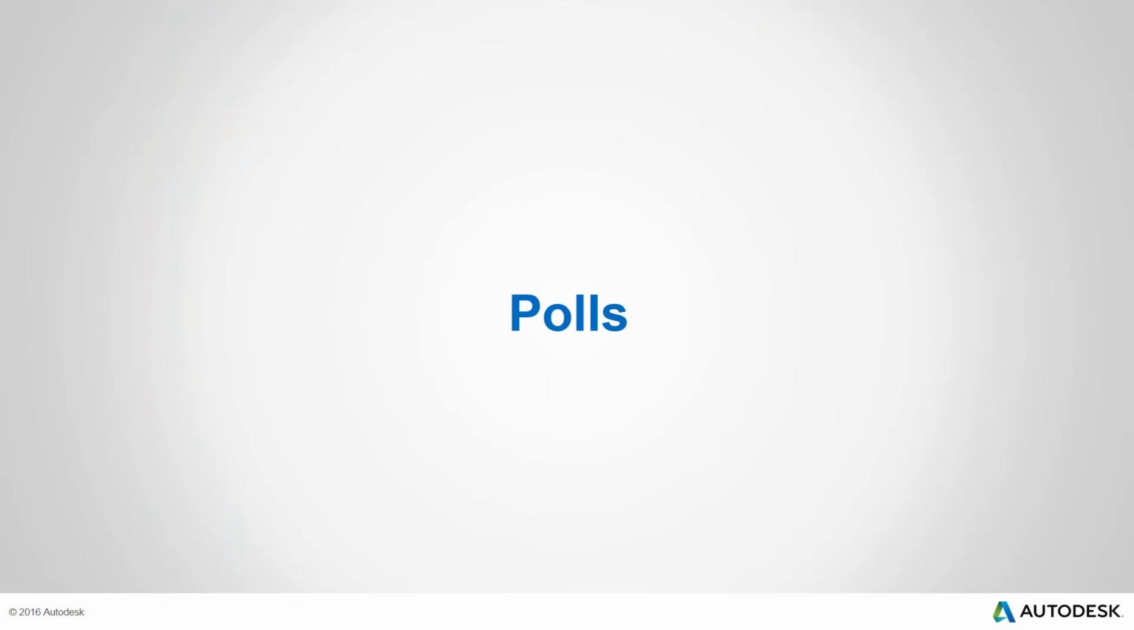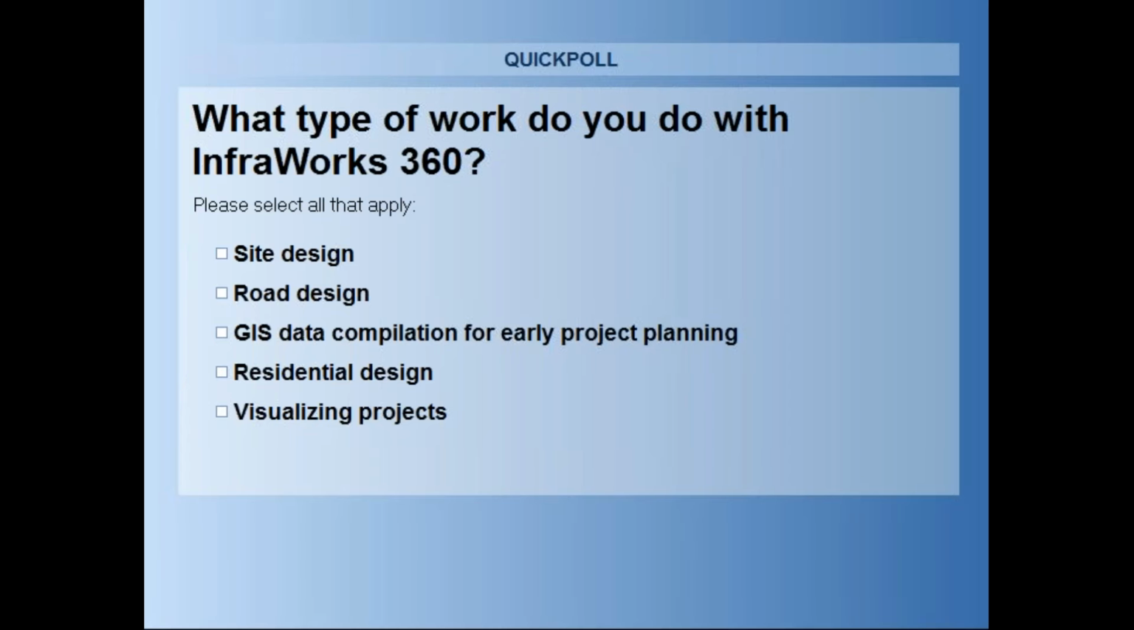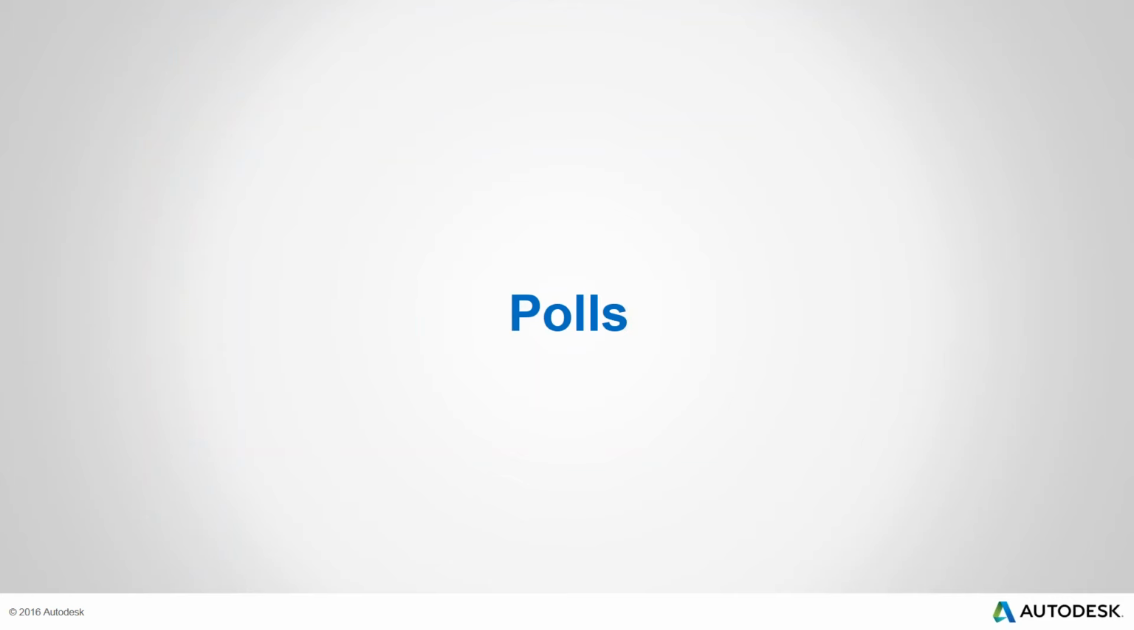I'm going to close that poll, and we'll move to the next one, which is, what type of work do you do with InfraWorks 360? And this is a multiple answer poll, so when I start shouting out percentages, I don't have horrible math skills. They actually don't all add up to 100%. The choices are site design, road design, GIS, data compilation for early project planning, residential design, and visualizing projects. And as of right now, the clear winner with 56% of the vote in is visualizing projects with 83%. 60% for site design, 60% for road design, 55% for GIS data, that upfront project work. And the clear trailer is residential design with only 20% of the vote. So interesting results there. Let me close that poll down, and we've got one more for you.